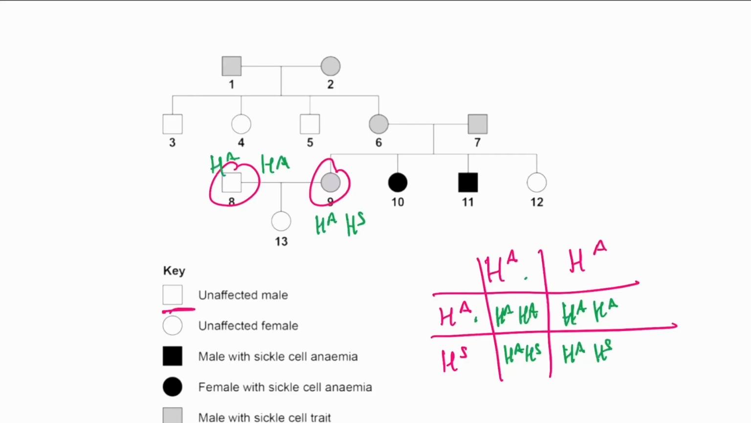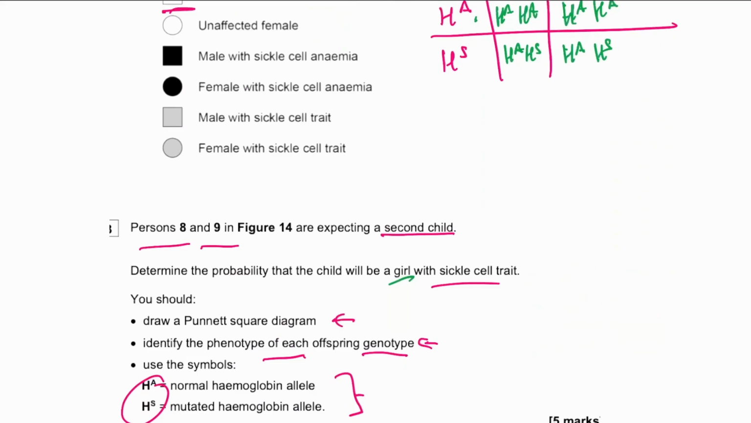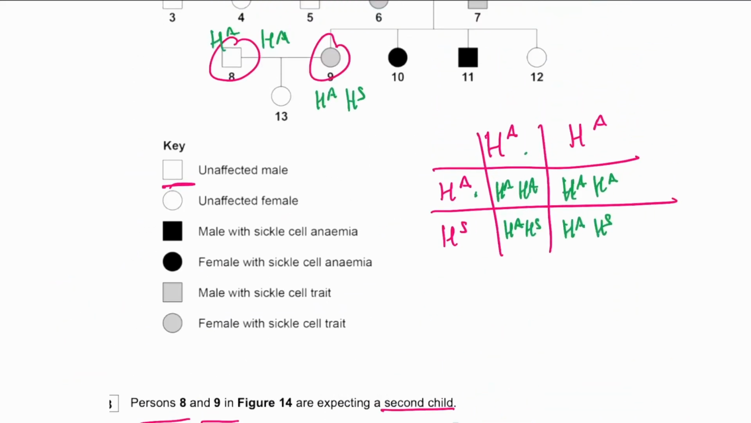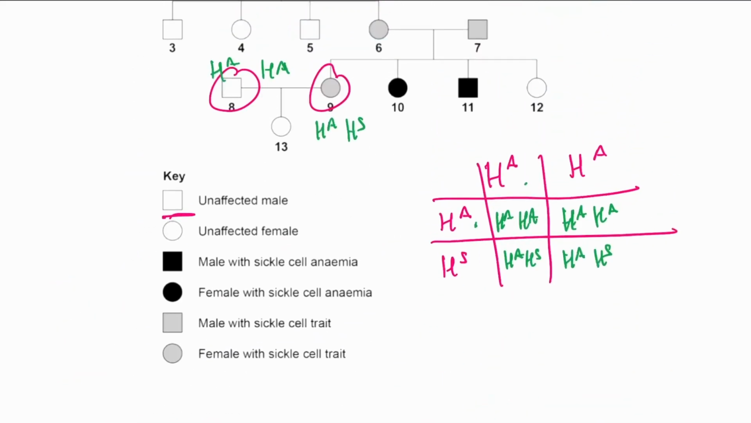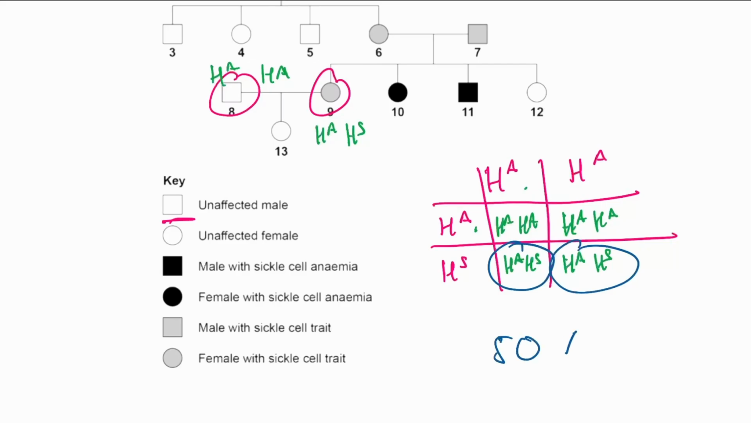And so remember, the ones that we're interested in is if the girl has the sickle cell trait. So if she has the sickle cell trait, that means she has heterozygous alleles and she has both the HS and the HA. Okay, so basically we can look through our Punnett square to see how often that happens. So you can see it happens here and it happens here. So 2 out of 4 of the combinations, you're going to end up with the sickle cell trait. Okay, so the chance here that we worked out was 50%.